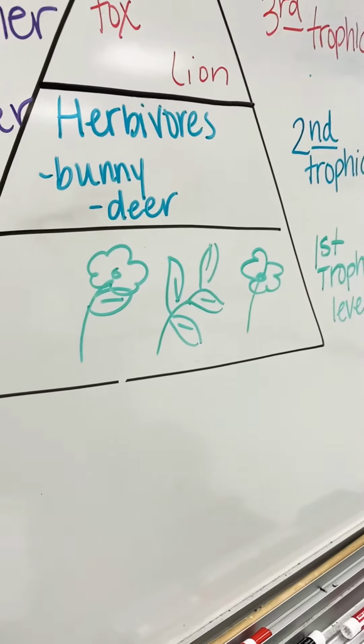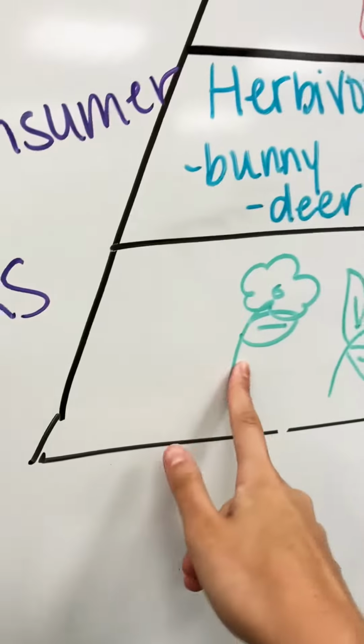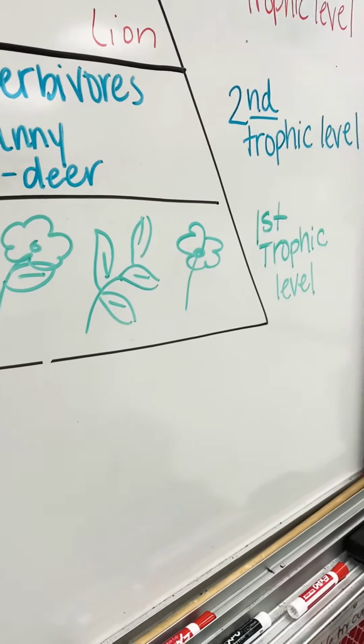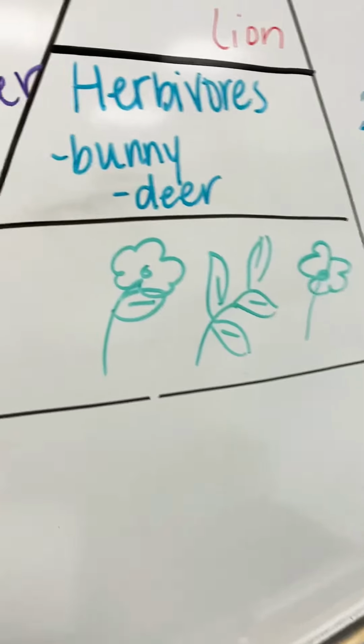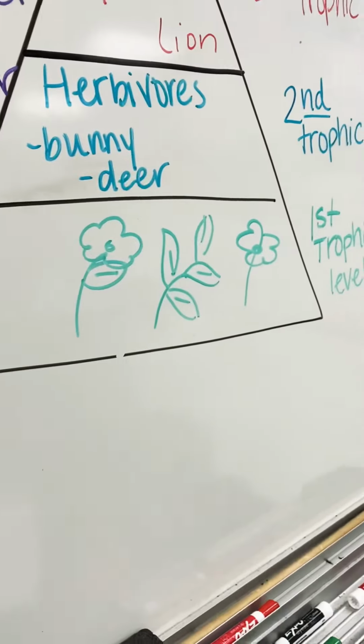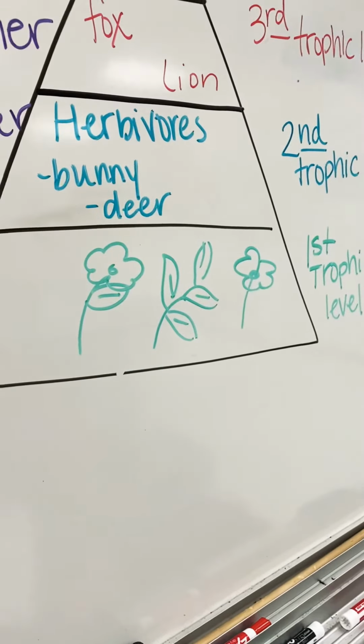Another type of organism that can be found in your first trophic level are decomposers. Hint, hint, that's on a quiz, okay? Decomposers can also be found on the bottom of the pyramid in the first trophic level.